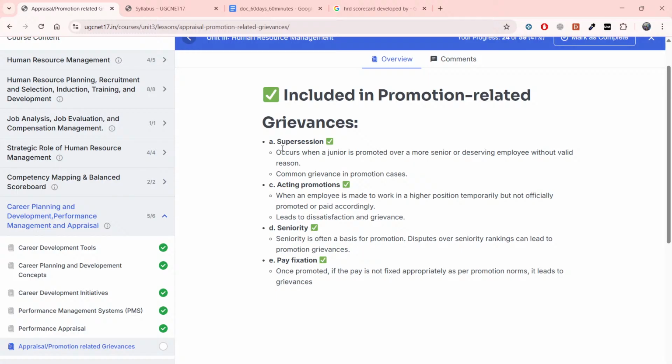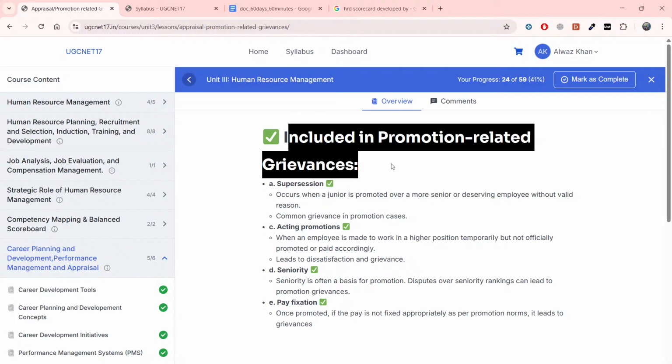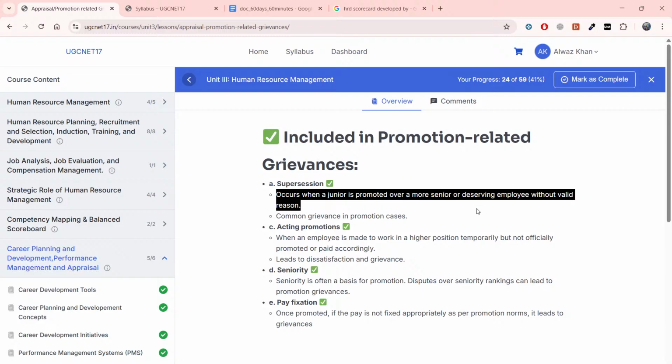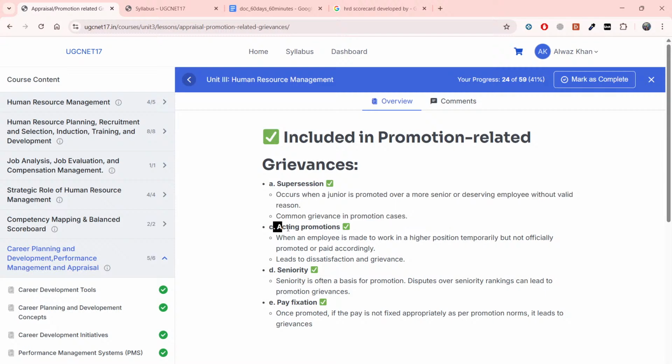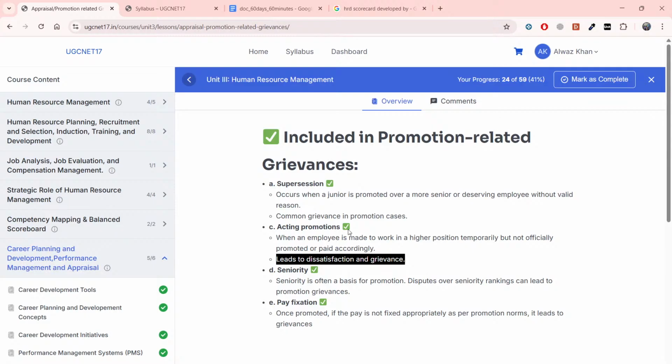Next is appraisal and promotion related grievances. Included in promotion related grievances, supersession occurs when a junior is promoted over a more senior or deserving employee without valid reason. Acting promotions. When an employee is made to work in a higher position temporarily but not officially promoted or paid accordingly, it leads to dissatisfaction and grievances.